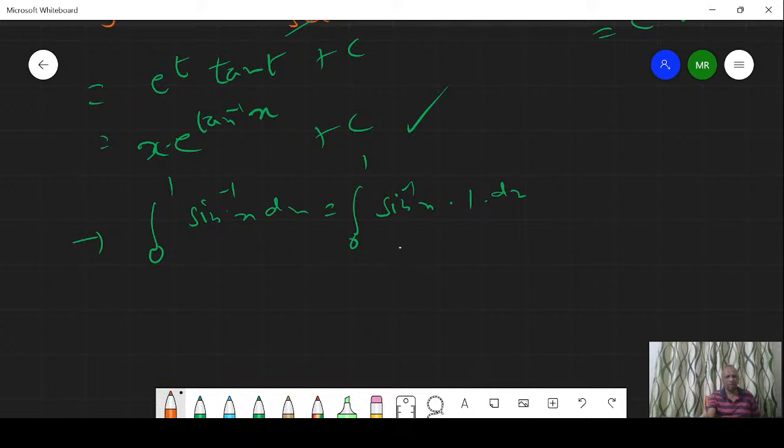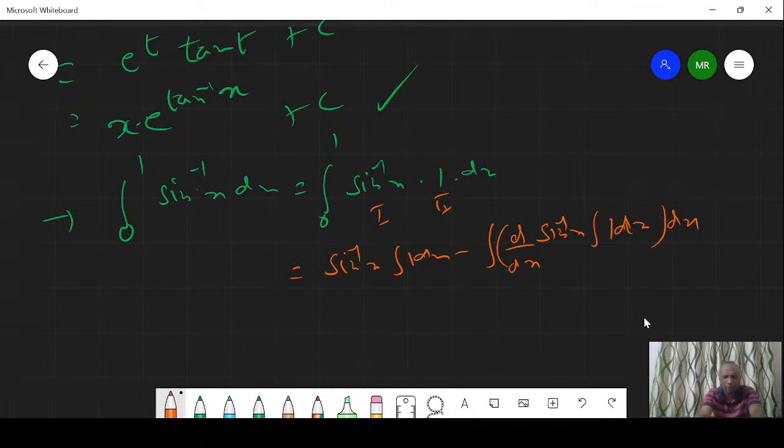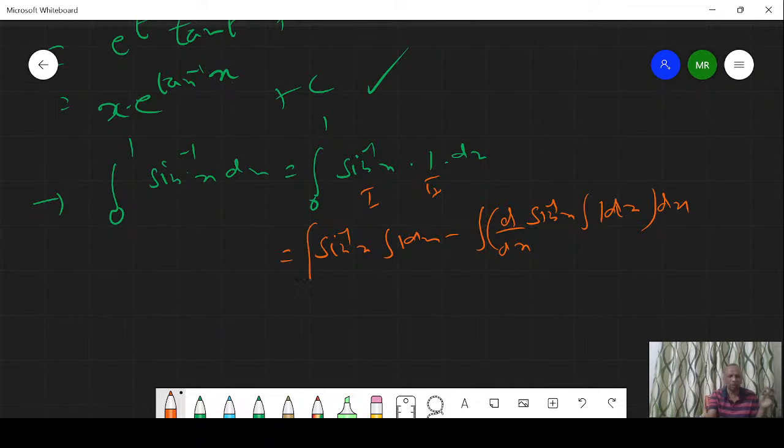So I can consider this as the first function, and 1 as the second function. Using integration by parts: first function into integral of second function, minus the integral of derivative of first function, d by dx of sin inverse x, into integral of 1 dx, whole dx. You should write this, and I should apply the limit 0 to 1, right?